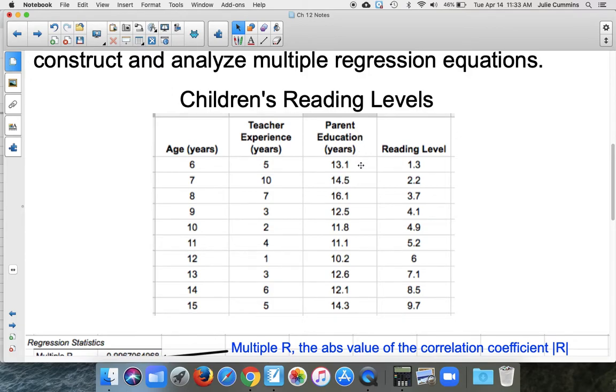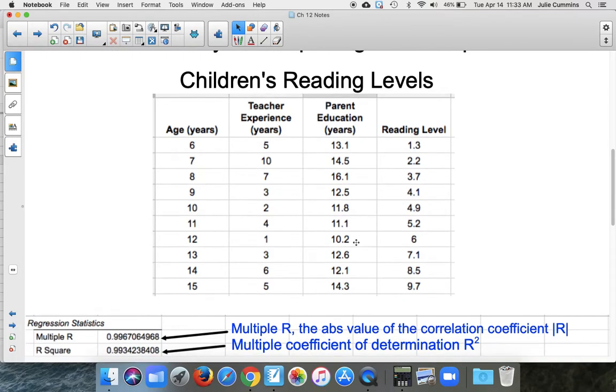For parents' education, a 10.2 means you went to 10th grade and a little bit more, 11th grade a little bit more. So a 12 would be a high school graduate, so anything above 12 would be a little bit of college. A 16 would be a college graduate. I don't think we have anything much beyond that. Okay, so that's how education works out.